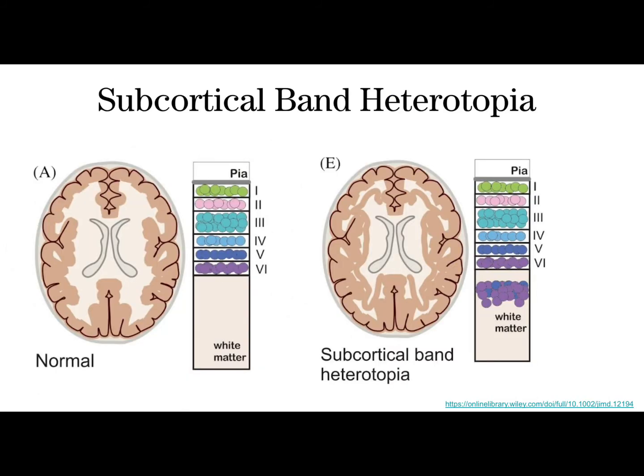DCX mutation in females, on the other hand, will result in subcortical band heterotopia. This phenotypic difference is again caused by the X-linked dominant mutated gene. Because females have two X chromosomes, they will have partially normal migration and a normal appearing cortex.